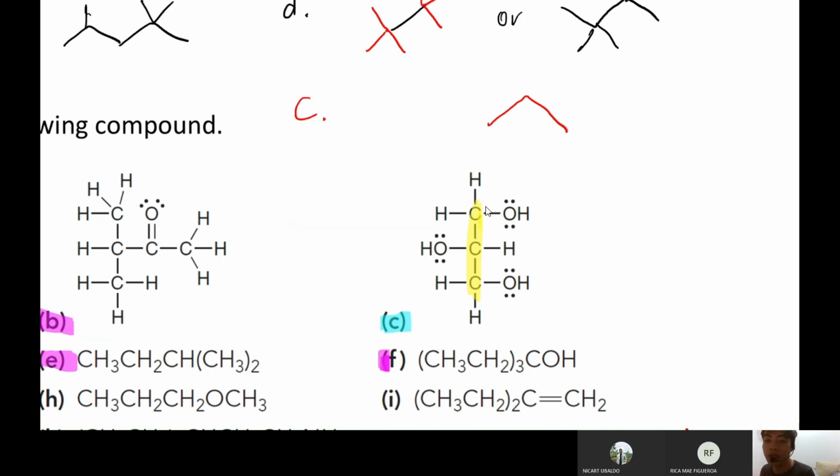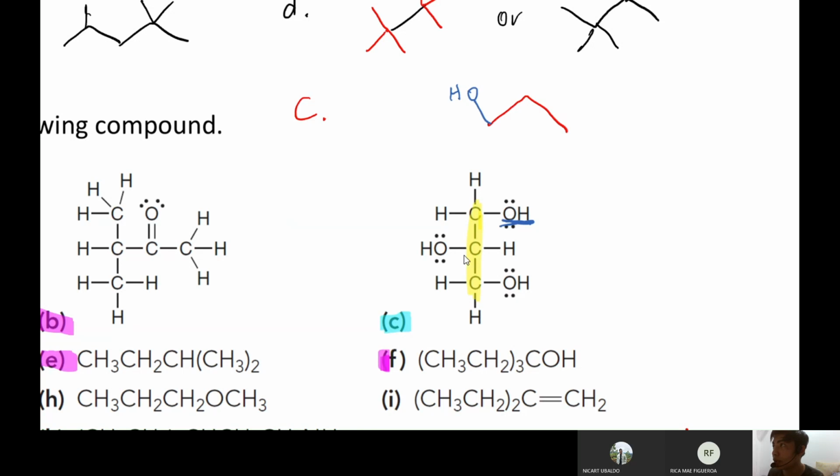Okay. Again, the hydrogens connected to the carbons, hindi dapat siya ipakita. Only the hydrogens bonded with the heteroatoms, the atoms that are not carbon. Okay, so itong carbon na to, may OH yan. So, re-represent ko yan as blue ink. So, yan yung OH. Ayan. So, ito yung OH.